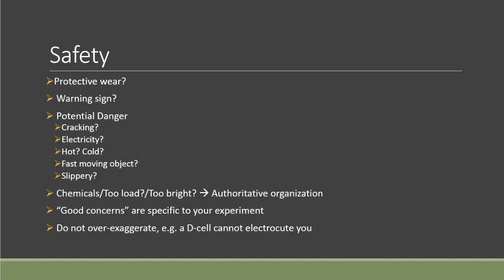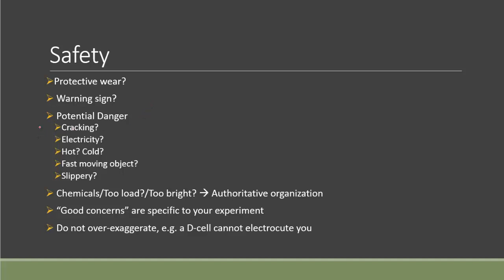Okay, safety. Here's a list of things that you can think about, whether it is applicable to your research question. So first thing is protective wear. It may be goggles, lab coat, or even gloves as well. Next thing is the warning sign. If your experiment is kind of dangerous, then you may want to put some sort of warning sign to prevent people from going near your experiment area.